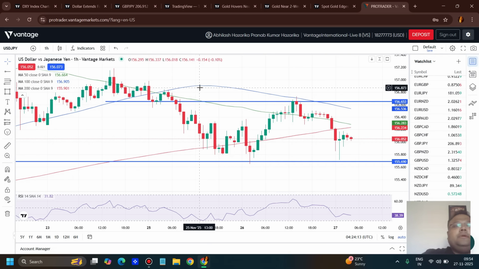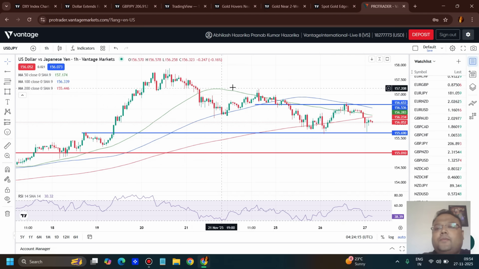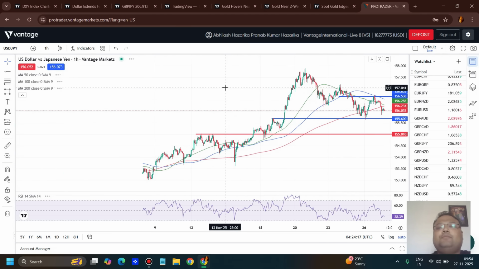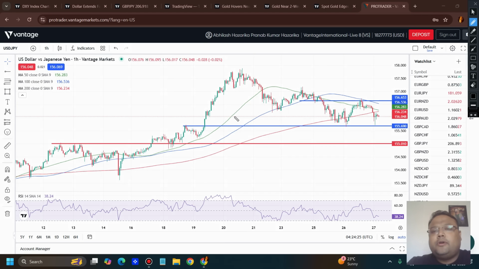Now let's look at USD JPY. Overall upside. You can see the market is maintaining the bull run here. So the market is right now trying to take support around 155.70. During the day, if the market breaks the support, the dollar index is under pressure. We should not forget it.